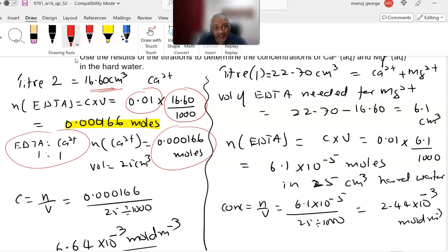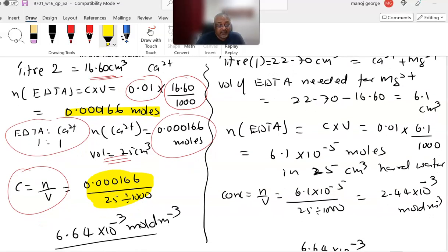Now, remember the amount of hard water taken was 25 cm cube in the second titration. And the calcium ion is in that 25 cm cube, which means that's the volume of the calcium ion. The volume of the hard water is the volume of calcium ion. And that's why we put that in the formula. We need to find the concentration of calcium ion. So we know C equals n by V. So the moles of calcium ion is already calculated here. The volume of the calcium ion happens to be 25 cm cube, which again divided by 1000 to convert into dm cube finally gives us the correct answer here. That's the concentration of the calcium ion. That's how this was calculated.